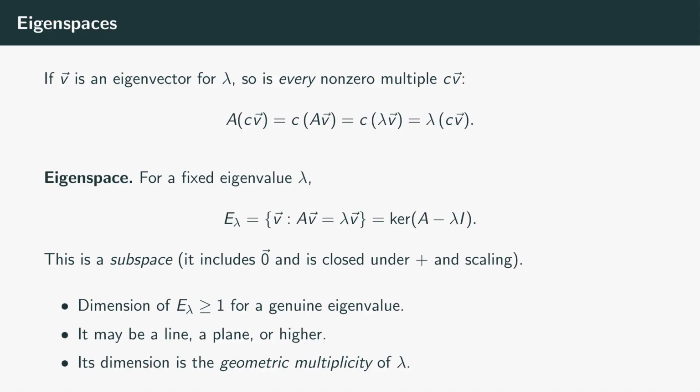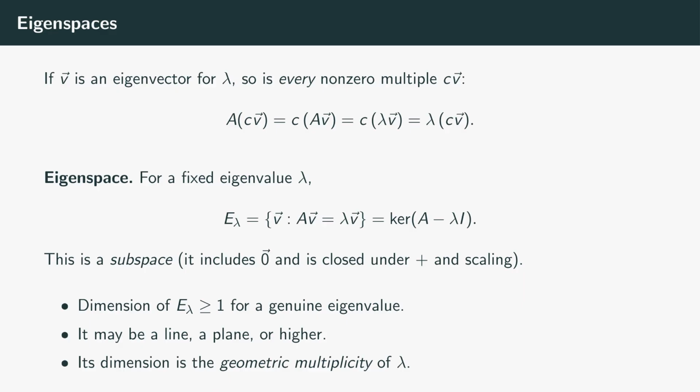Eigenvectors never come alone. If v is an eigenvector for the eigenvalue lambda, then so is any non-zero scalar multiple of v. Here is the quick check: apply A to c times v. By linearity, you can pull the c out front, giving c times Av, which is c times lambda v, which rearranges to lambda times cv. So c times v satisfies the same eigenvalue equation. That makes sense geometrically. The whole invariant axis stretches by the same factor, not just one arrow on it.